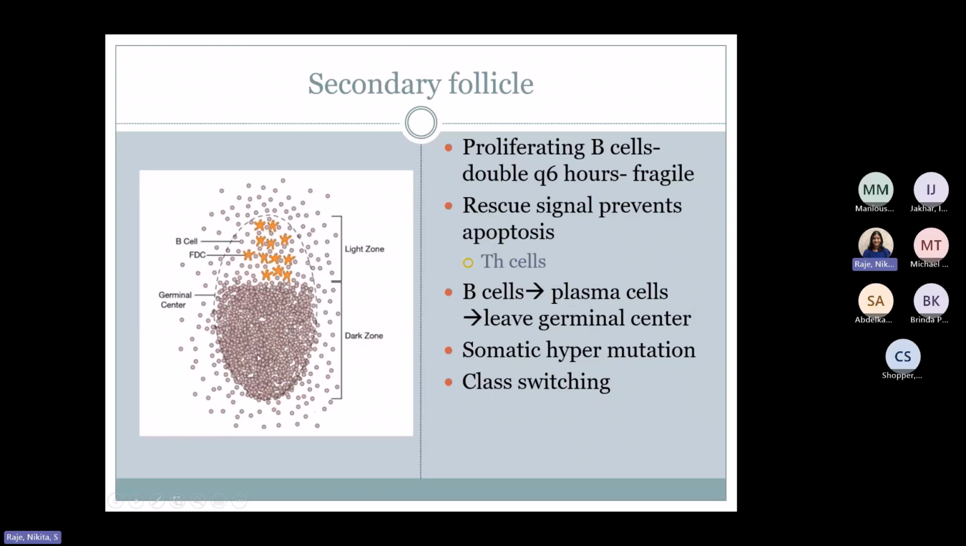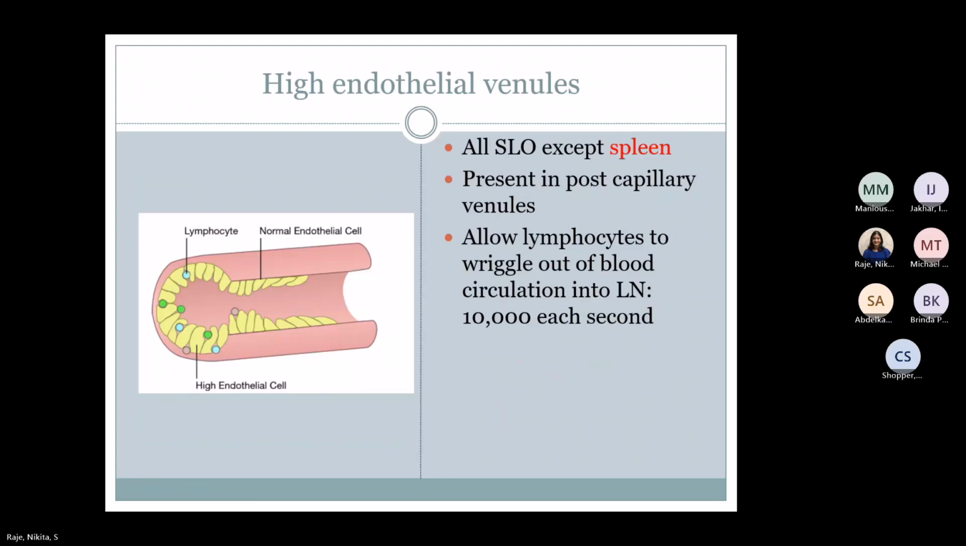Once you have high affinity antibodies produced from B cells, they differentiate into plasma cells, and the plasma cells will leave the germinal center and do their job of producing antibodies. All right, so that's a secondary follicle. So remember, a primary follicle has follicular dendritic cells and B cells. When B cells are activated and start proliferating, they create a germinal center in that follicle, and then they are called secondary follicles.